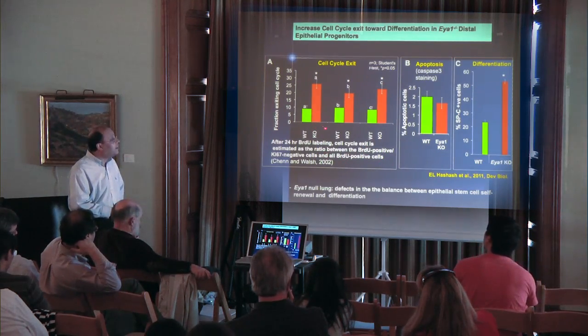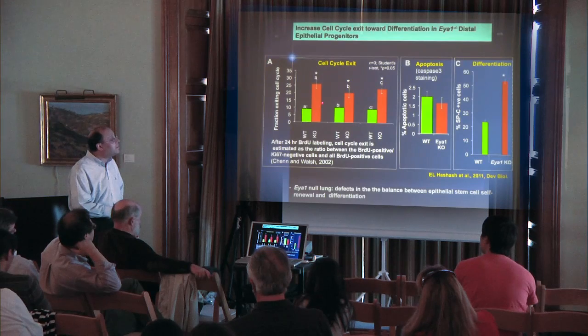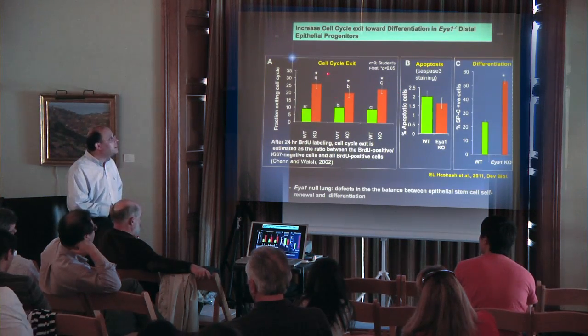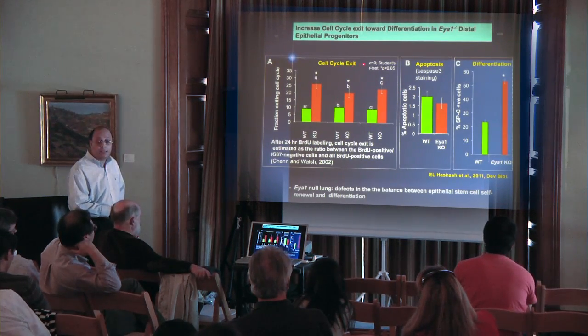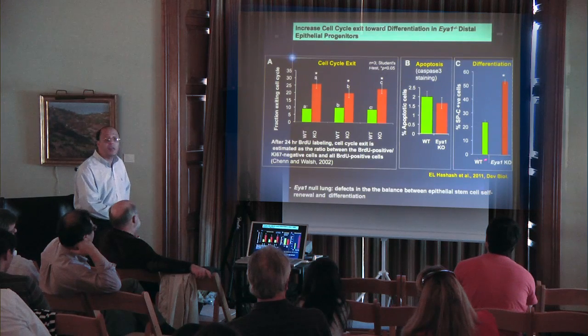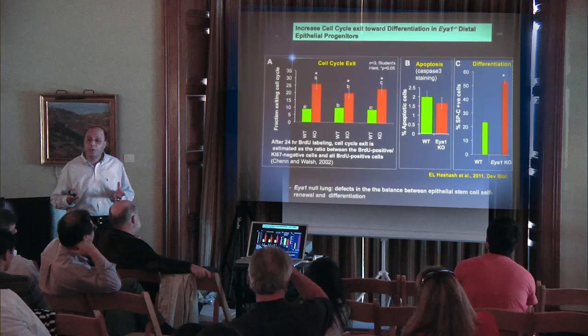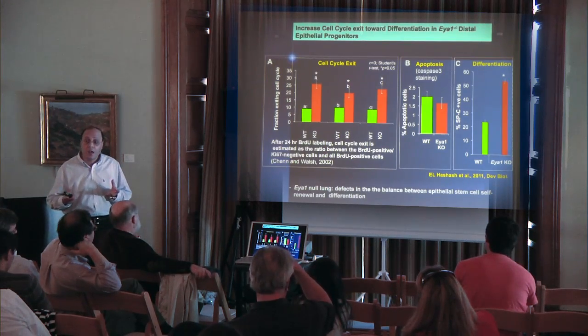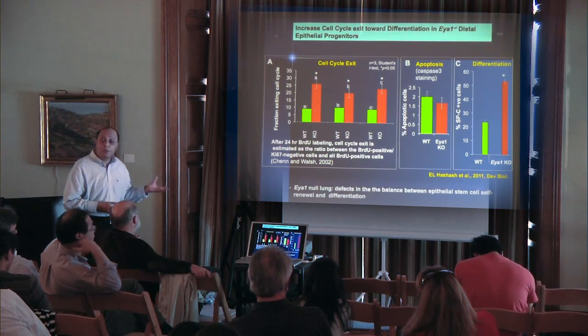You can see here in 3 different mutants, there is a significant increase in the number of cells that exit the cell cycle. At the same time, there is no significant increase in apoptosis, but indeed there is a significant increase in differentiation. This data suggests that there is a defect in the balance between cell renewal and differentiation of epithelial stem cells in the absence of EY1.